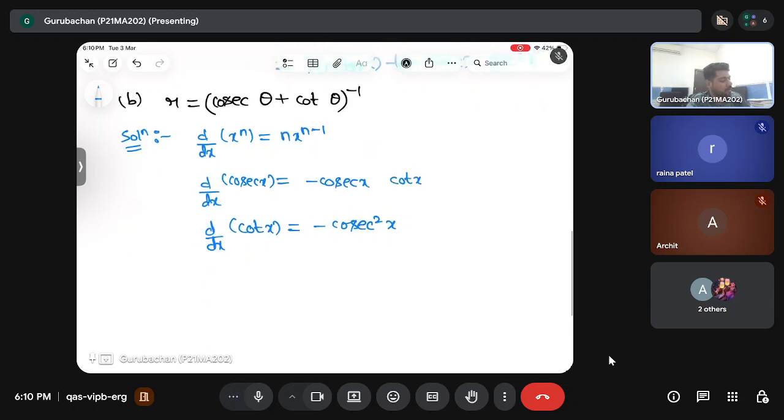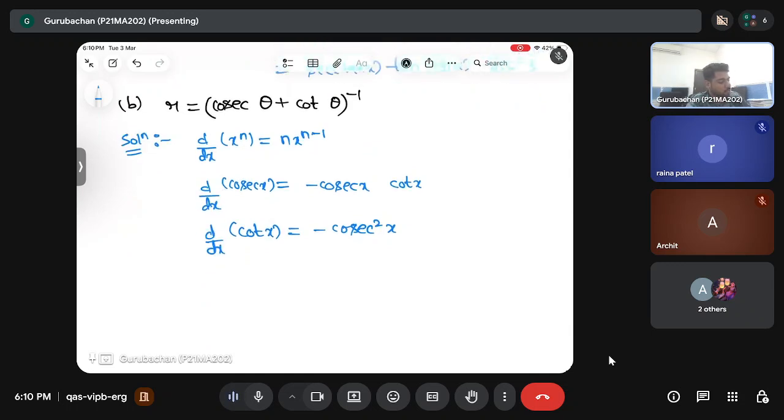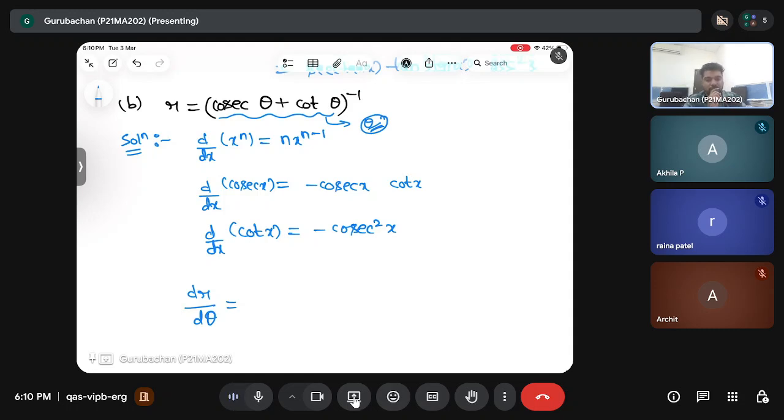So next, we have to apply the chain rule here. dr over d theta. Here the independent variable is theta. If you see, there is a function whole inverse. So what we do, we treat this term as x. Here it is theta, the independent variable. So we will treat it as theta. You try at home, then we will discuss.